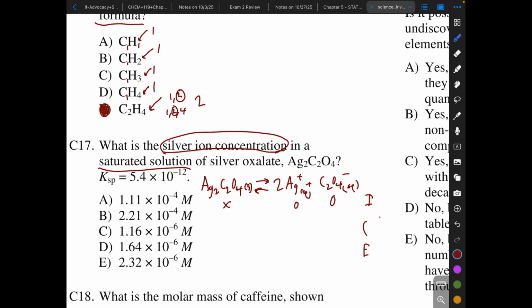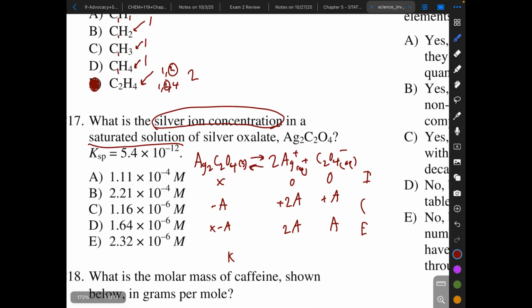That's the initial. C stands for change. For every 1 mole of, let's just say A, for every A moles of silver oxalate that's being dissolved, you're getting 2A moles of silver and A moles of oxalate. So E would be just X minus A, 2A, and A. You're just adding and subtracting the numbers.